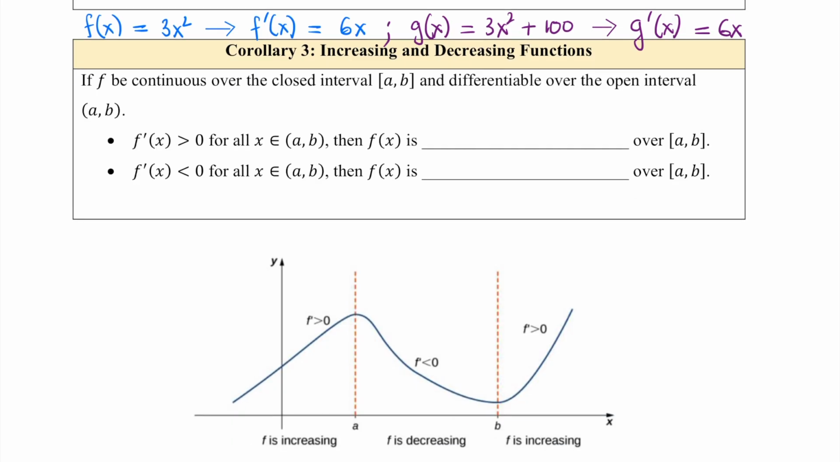And the third result, increasing and decreasing functions. If a function is continuous over the closed interval from a to b, and differentiable over the open interval from a to b, then if f prime of x is greater than 0, which means the derivative is positive, then the function is increasing. If f prime of x is less than 0, which means the derivative is negative, then the function is decreasing.